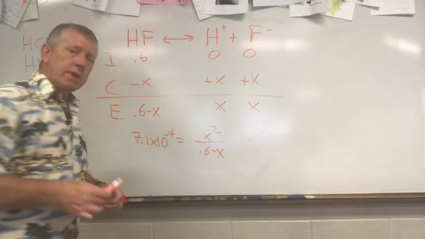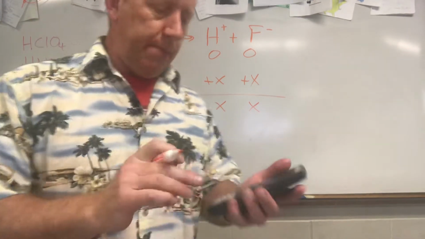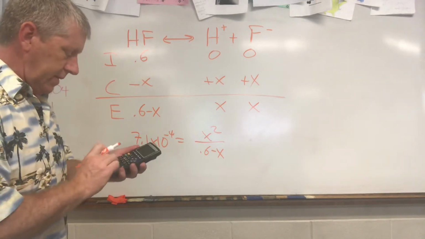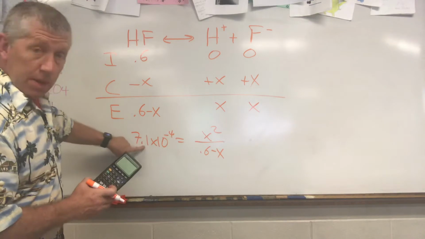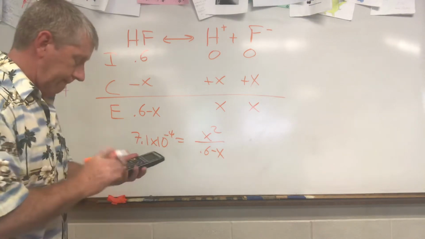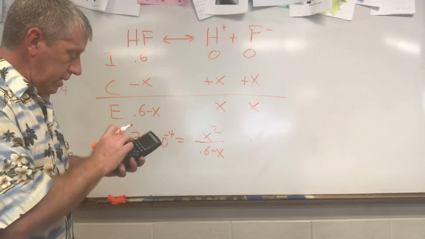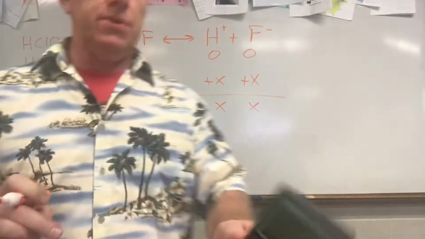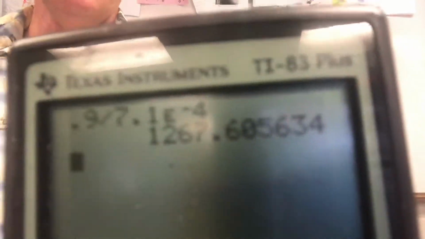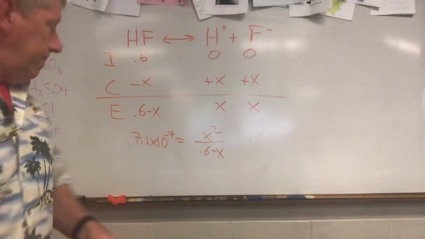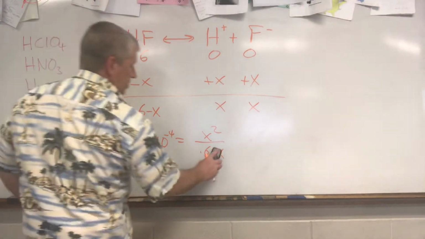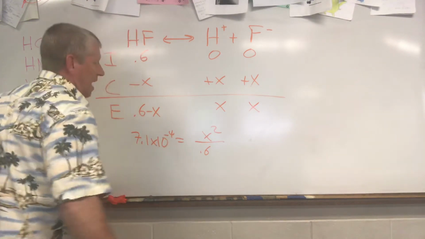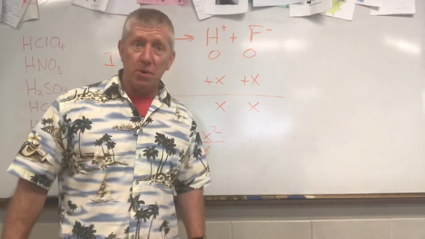Let's see if we can get rid of that X. Let's do our rule of 100. Remember, we take the initial concentration, 0.6, and divide it by the equilibrium constant, 7.1 times 10 to the negative 4. And we get 1,267. So yes, well above 100. So X is small and insignificant.